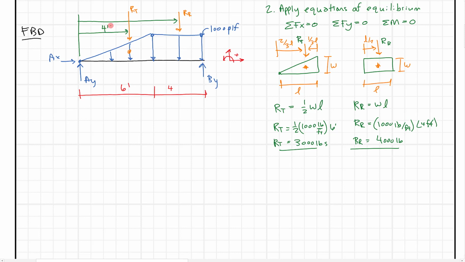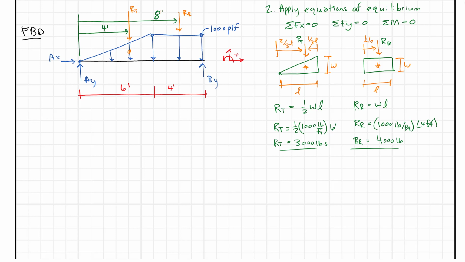When we come over to RR though, it's a little bit different because we have to get to the rectangle first. We have to come all the 6 feet over, and then we go half of the distance, right? So we go half of this 4 feet. What's that? Half of 4 is 2. So we end up with 6 feet plus half of 4, which is 2, so 6 feet plus 2 is 8 feet. Okay, so now that we have that, we can come back and apply our equations of equilibrium.